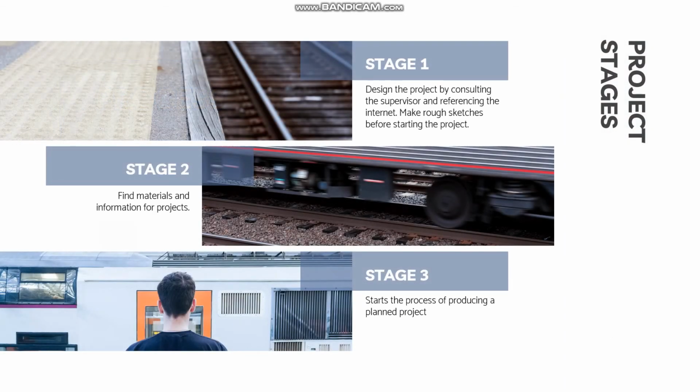Next, I will present the process of constructing the quadcopter. It is divided into three stages. The first stage is designing the project by consulting the supervisor and referencing the internet. Make a rough sketch before starting the project. The second stage is finding material and information for the project, and the last stage is starting the process of progressing the planned project.